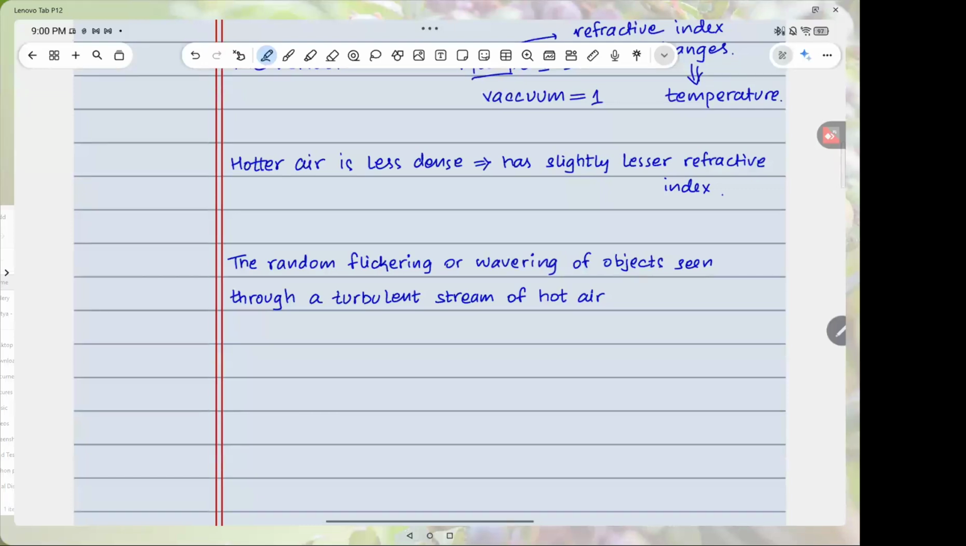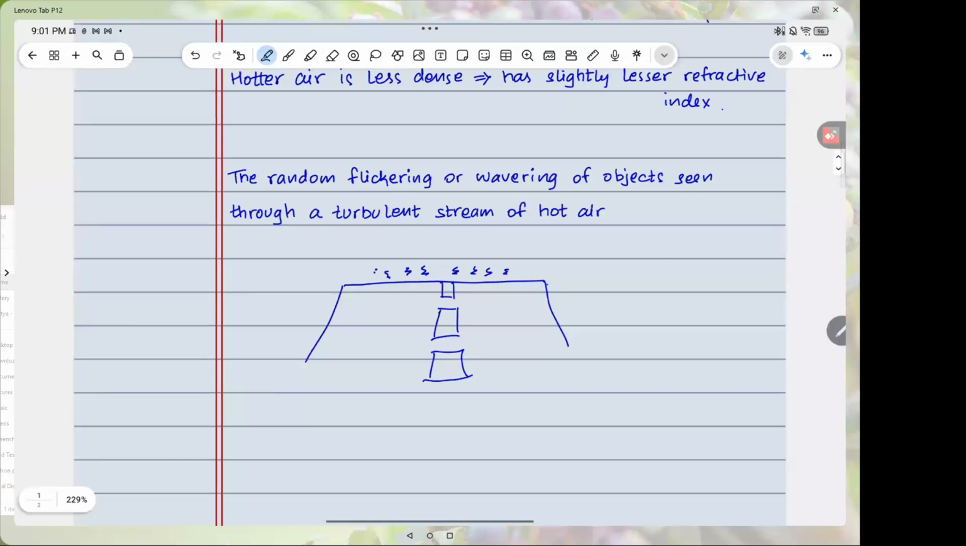Let me give you an example. If you go out in the day and you see, if this is the road, sometimes at the very edge of the road you see the objects, the things start to flicker, right? This happens, right? When you try to see someone, it becomes very hazy and it starts flickering. That happens because the air near this surface is very hot at that time. So due to that, the refractive index of air at that area is less. So that's why the objects that we see seem to flicker.